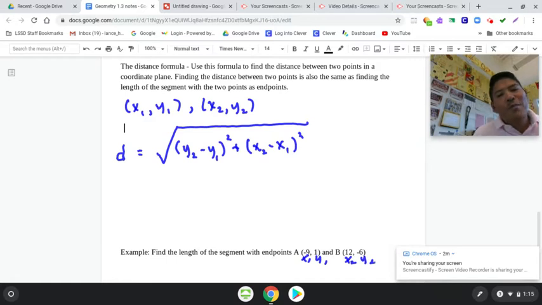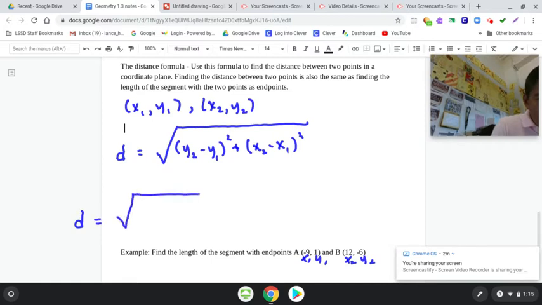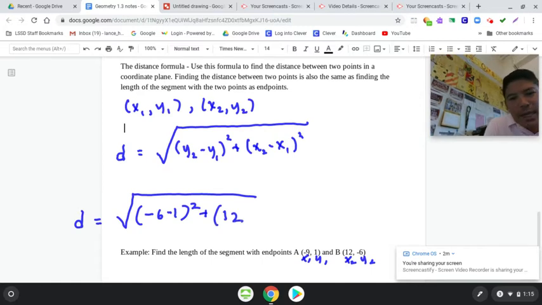If you don't believe me, it's going to give you the same distance between those 2 points, regardless of how you label it. You could try it on your own if you want. But then the distance between those 2 points, also the length of the segment, is d equals the square root of y sub 2 minus y sub 1, so negative 6 minus 1, that quantity squared, plus x sub 2, 12, minus x sub 1, so it's 12 minus negative 9. Subtracting a negative is the same as adding the positive. So 12 plus 9, quantity squared.